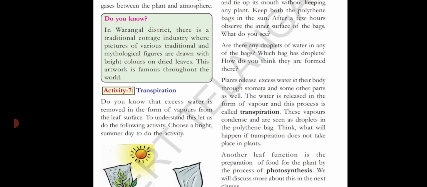Do you know? In Warangal district, there is a traditional cottage industry where pictures of various traditional and mythological figures are drawn with bright colors on dried leaves. This artwork is famous throughout the world. Once you find out children regarding this, in the next class, I'll give you answer. I'll give you the images of these.